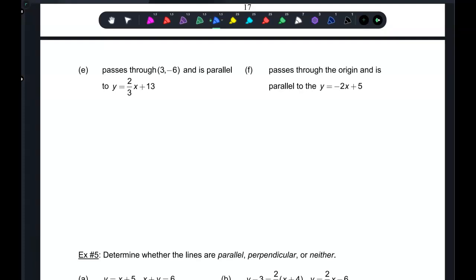Okay, if it passes through 3, negative 6, and it's parallel to y equals 2/3 x plus 13, what is the slope that we want? 2/3. So again, I'm going to start with y minus negative 6. So that's going to be y plus 6 equals 2/3, parentheses, x minus 3.